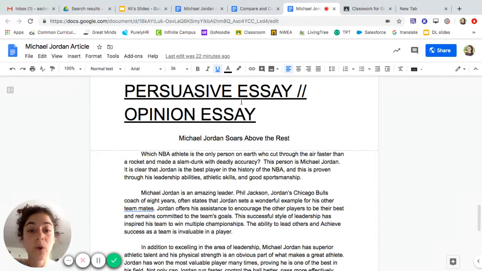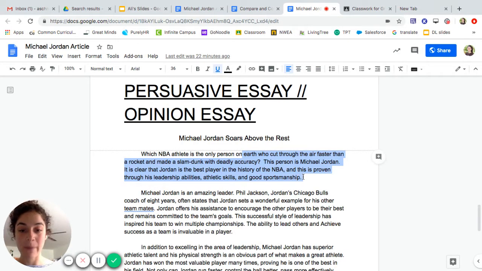Michael Jordan soars above the rest. Which NBA athlete is the only person on earth who cut through the air faster than a rocket and made a slam dunk with deadly accuracy? This person is Michael Jordan. It is clear that Jordan is the best player in the history of the NBA, and this is proven through his leadership abilities, athletic skills, and good sportsmanship.